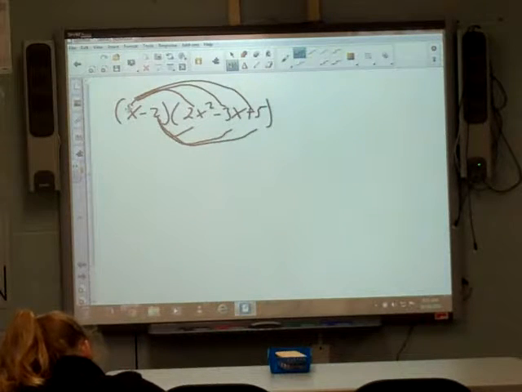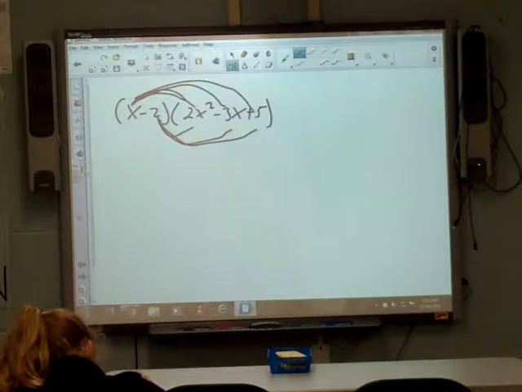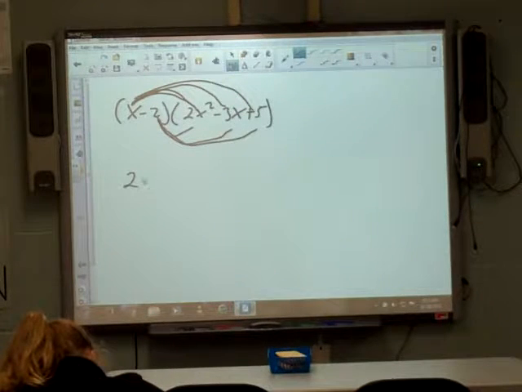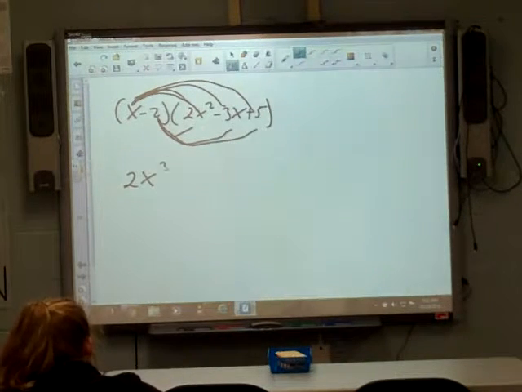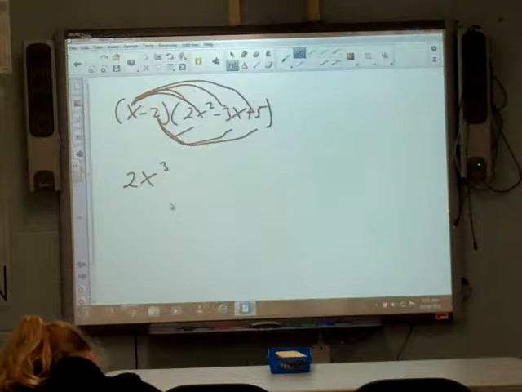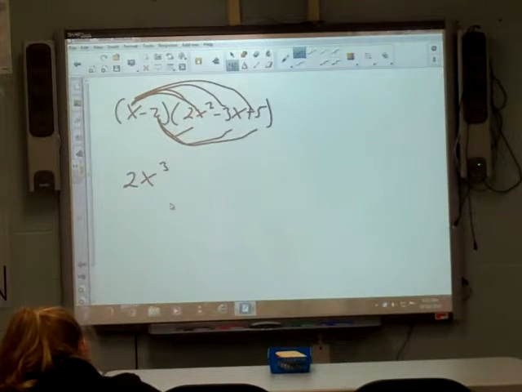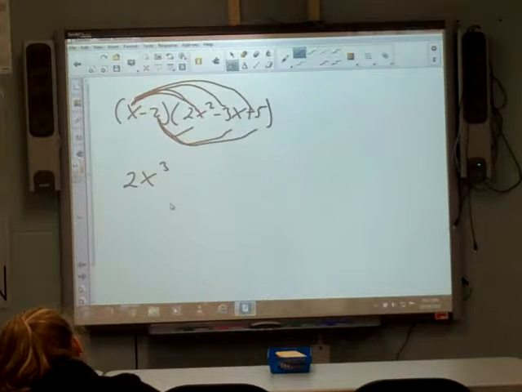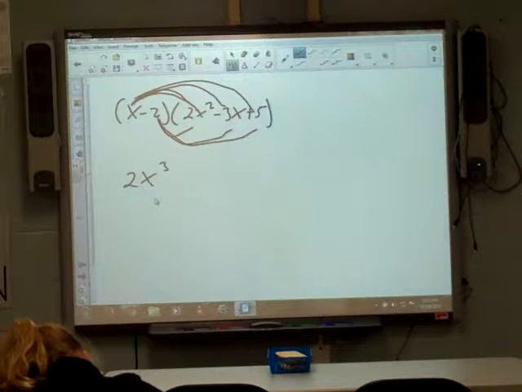So we start here with the x. X times 2x squared. What happens? What's x times 2x squared? 2x cubed. Good. This, when you multiply and divide, is when your powers change. You add powers when you multiply. So that was an x to the first and an x squared. 1 plus 2 is 3.